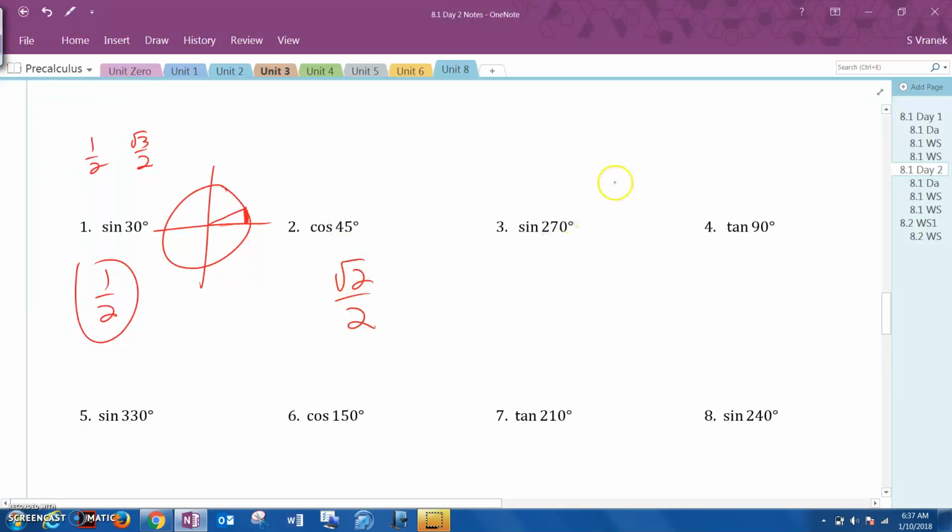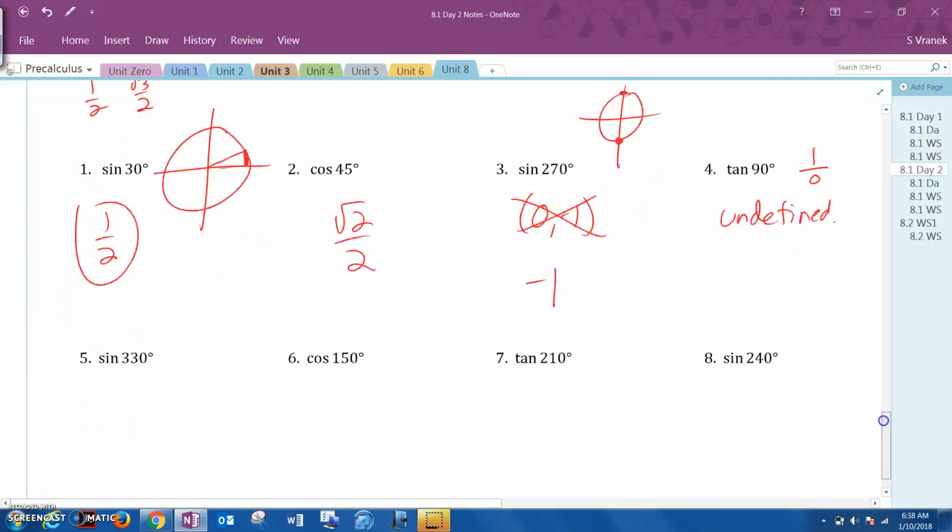Okay. 270, first I have to think about where that is. 270 is down here. That point is 1 away from the 0, 0, and it's down. So it's 0, -1, which means that the sine is just -1. I don't need to write that actually. Tangent of 90, we wrote that at the top. At 90 degrees, we have the point 0, 1. Well, tangent is y over x. Well, what does this mean? Hopefully for you guys, it means that it's undefined.